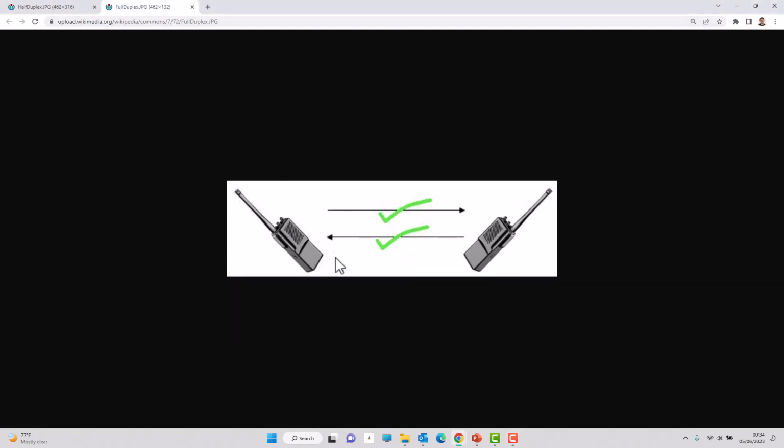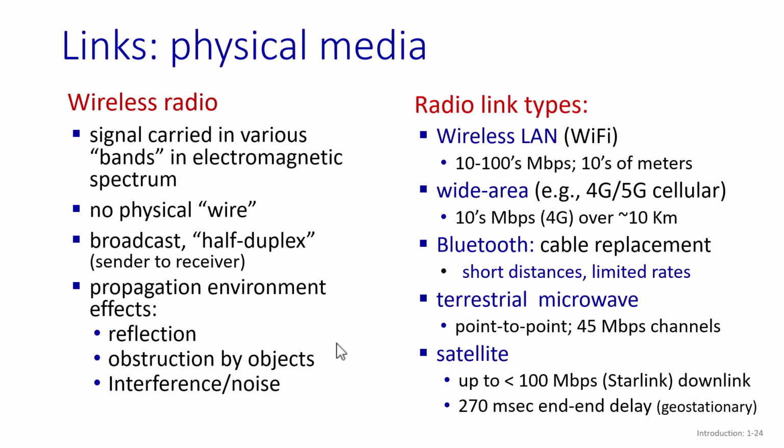Now, in full duplex, both radio devices can transmit at the same time, and this way we can achieve higher communication rates. So full duplex is naturally better than half duplex. And here are various radio link types. We have wireless LANs, wide area, Bluetooth, terrestrial microwave, and satellite.